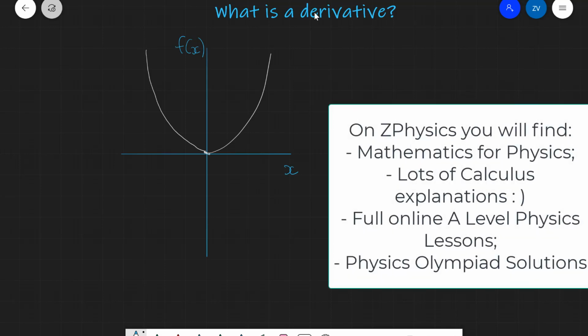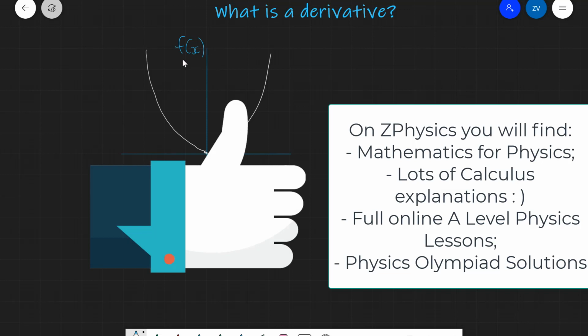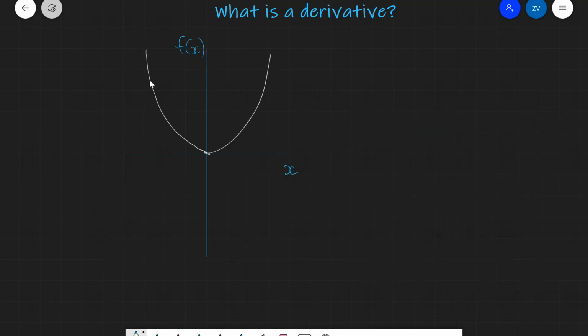Today's video will focus on the fundamentals. How can we find a derivative from absolutely first principles? In order to do that, let's imagine that we have a function f of x against x, as we have plotted on this graph over here.